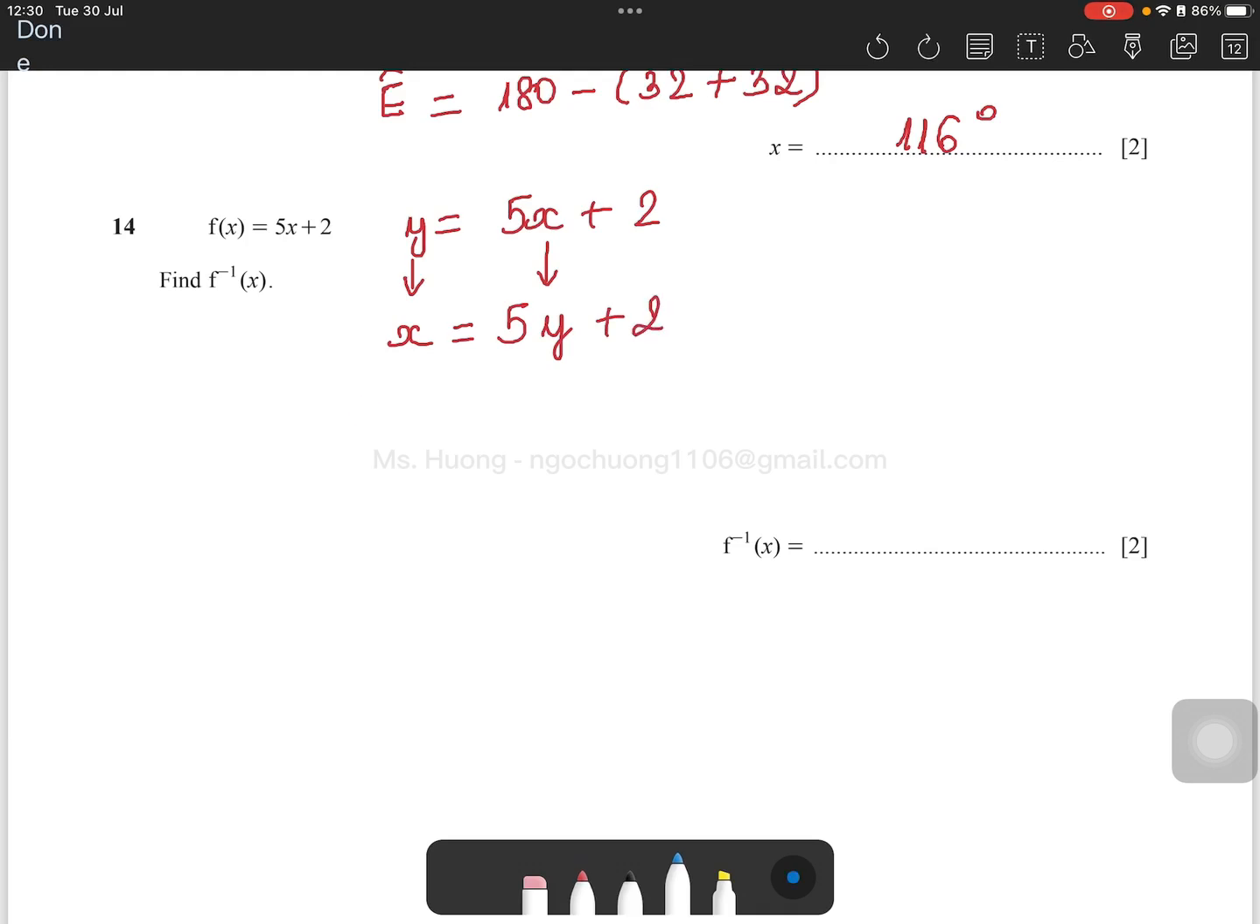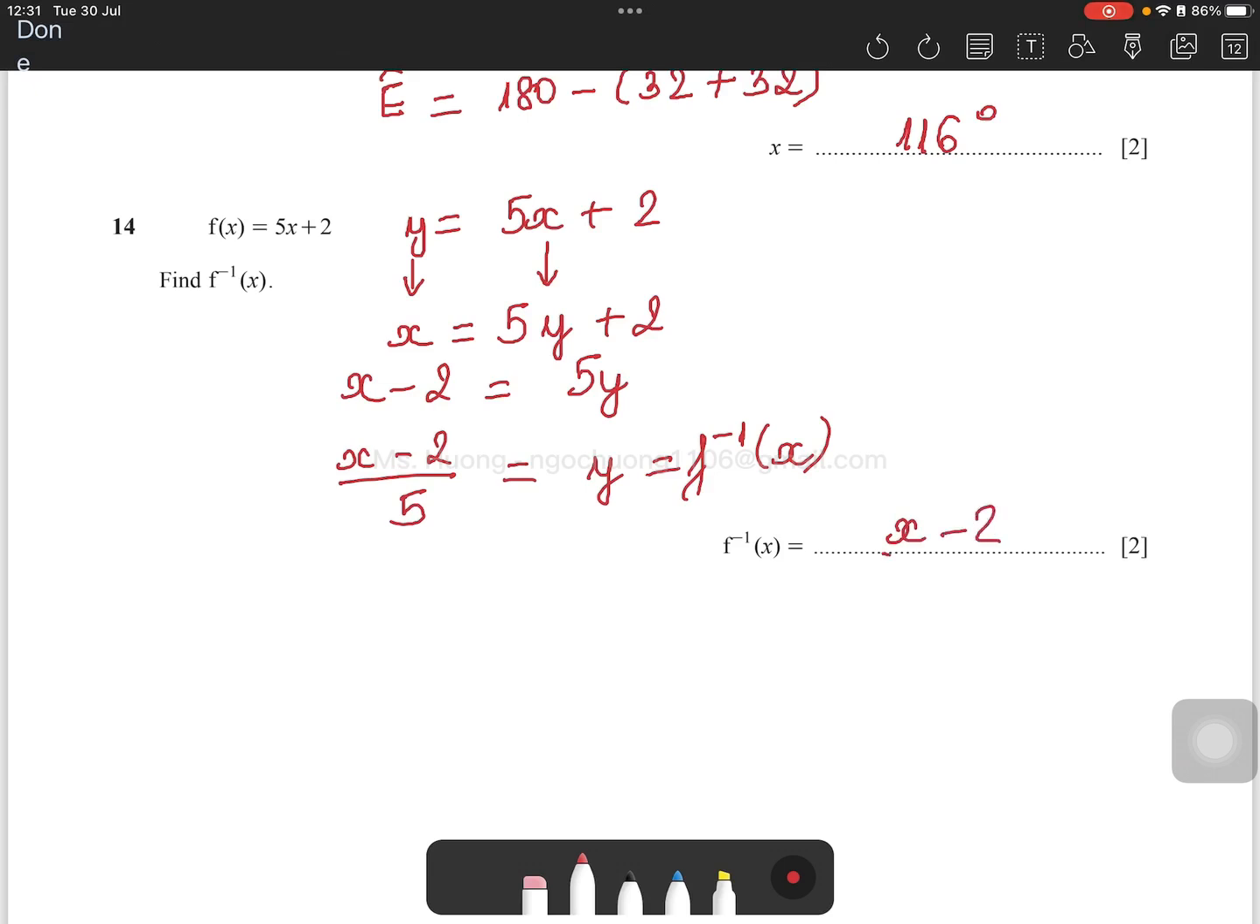First, I will subtract 2 from both sides. x minus 2 equals 5y. Then I divide both sides by 5. So that's how we make y the subject. So the inverse function is x minus 2 over 5.